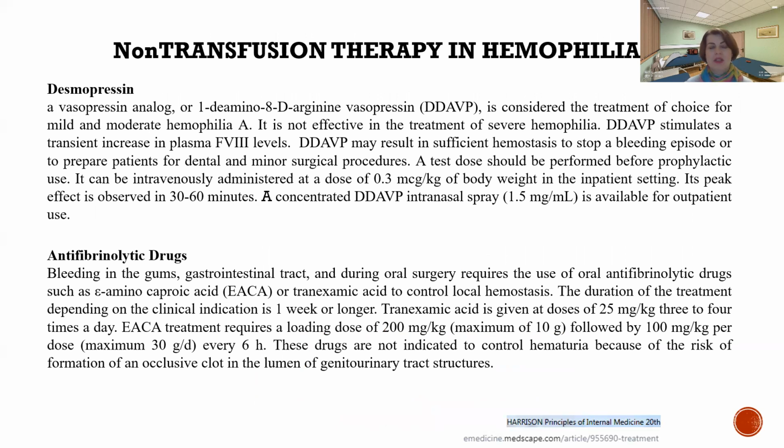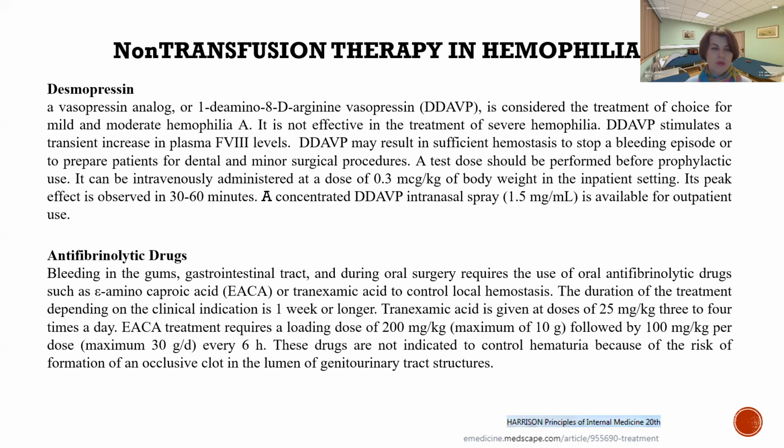It stimulates a transient increase in plasma factor VIII levels and may result in sufficient hemostasis to stop a bleeding episode or to prepare a patient for dental and minor surgical procedures. A test dose should be performed before prophylactic use. It can be administered intravenously at a dose of 0.1 microgram per kilogram of body weight in the inpatient setting, or it can be prescribed as an intranasal spray, which is available for outpatient use.